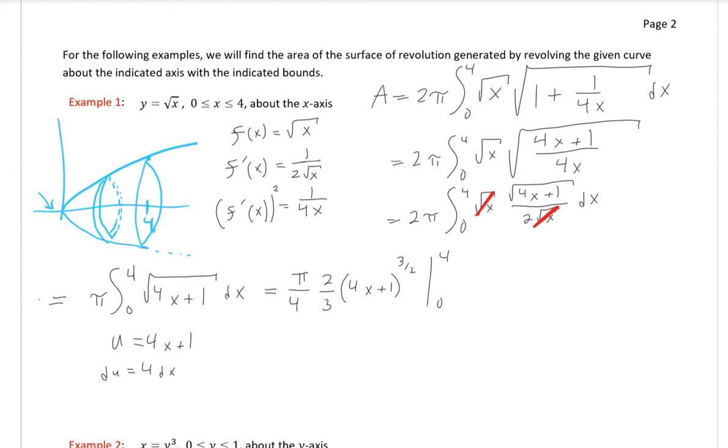from 0 to 4. So then pi fourths times 2/3 will be pi over 6 times what happens when I plug in these values 4 and 0. First, if I plug in 4, I get 4 times 4 is 16 plus 1. I get 17 to the 3/2. Minus, if I plug in 0, I get 1 to the 3/2, which is just 1.